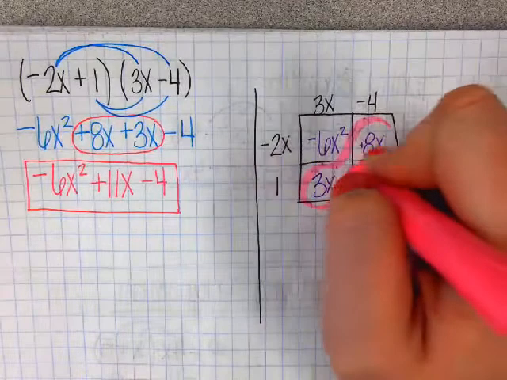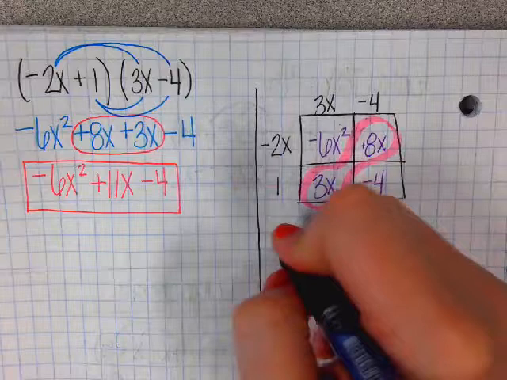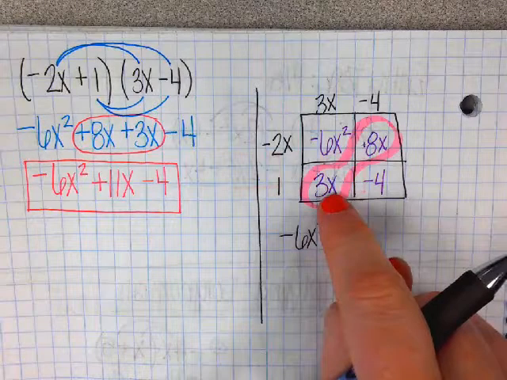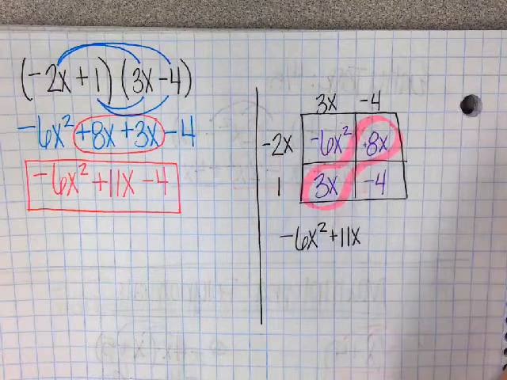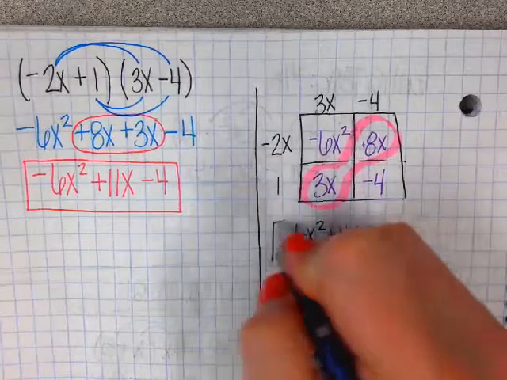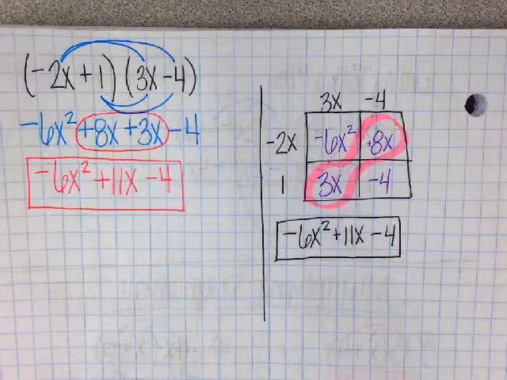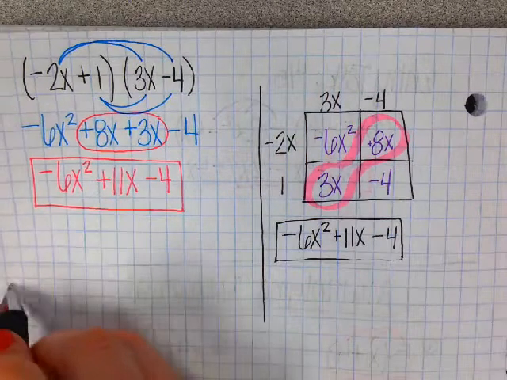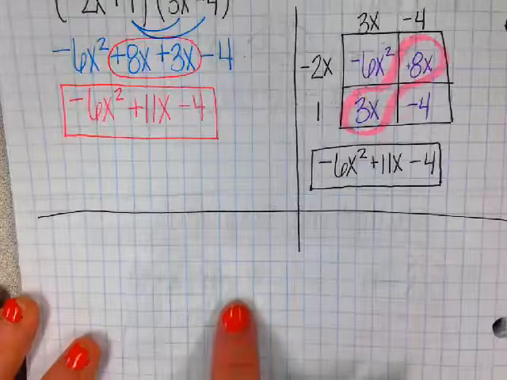Okay. Which of these boxes can combine? 8x and 3x. So the negative 6x squared stays the same. What is 8 plus 3? 11. And it's a positive 11, so you put addition. And then minus 4. So you are going to get to choose which way you do it. If you prefer the distributive, that's fine. If you prefer the box, that's also fine.